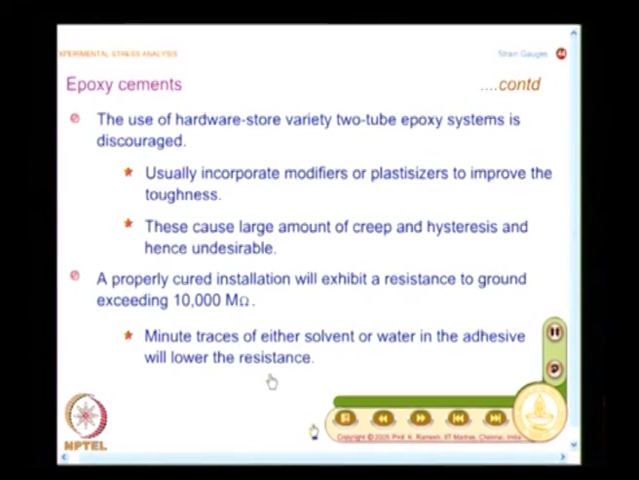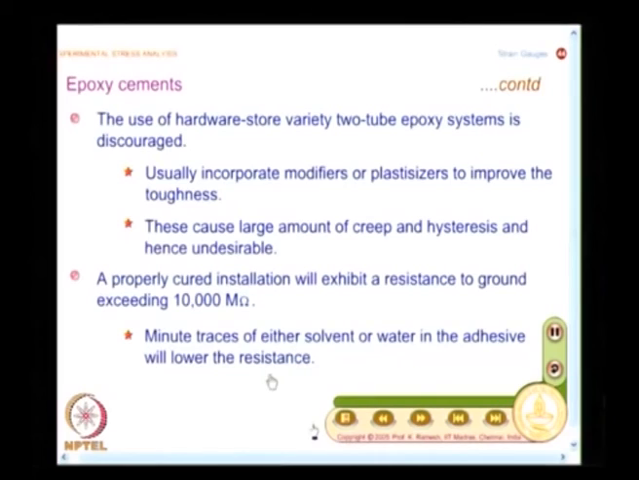So, this is a check after installing the strain gauge, you also ensure before you make the measurement whether the resistance to ground is very high, of the order of 10,000 mega ohms, and in fact, you need special meters to measure this, that is also supplied by the strain gauge manufacturer. You can't measure this with your multimeter, you have to have a special meter, because this has to be measured with sufficient accuracy, and that kind of meters are also available from the strain gauge manufacturer.